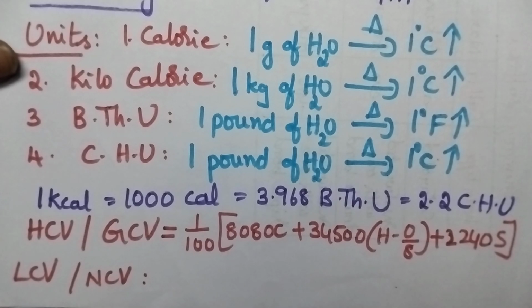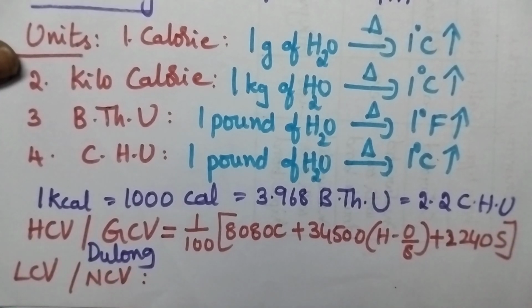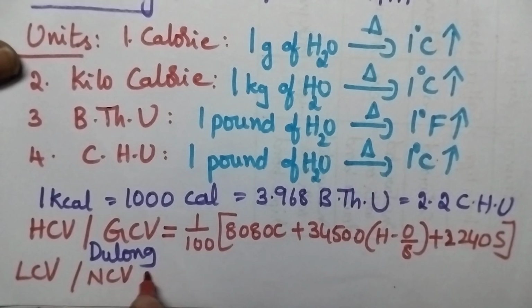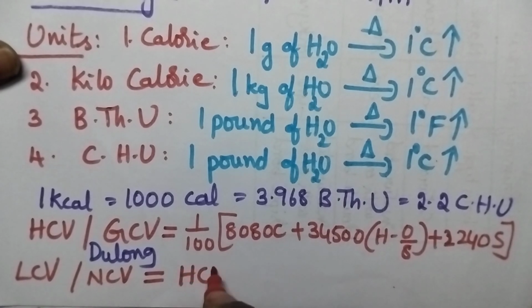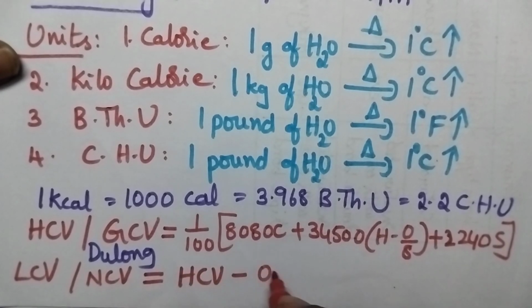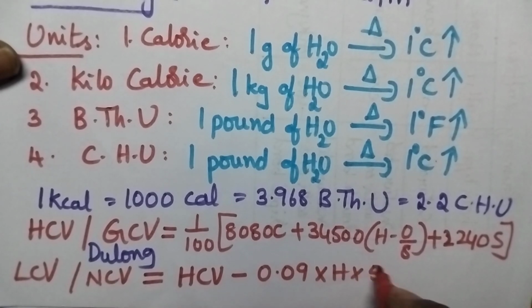And especially the calorific value can be calculated by using Dulong formula. So it is called as Dulong formula, and for calculating LCV or NCV of the calorific value, it is equal to HCV minus 0.09 into H into 587.